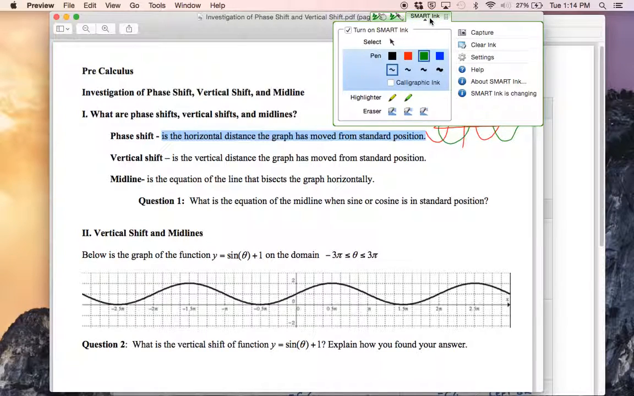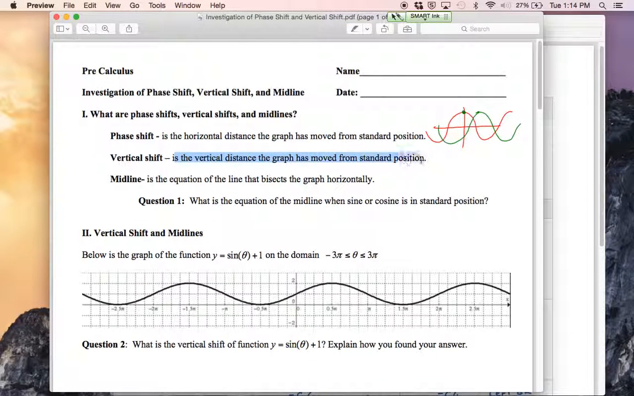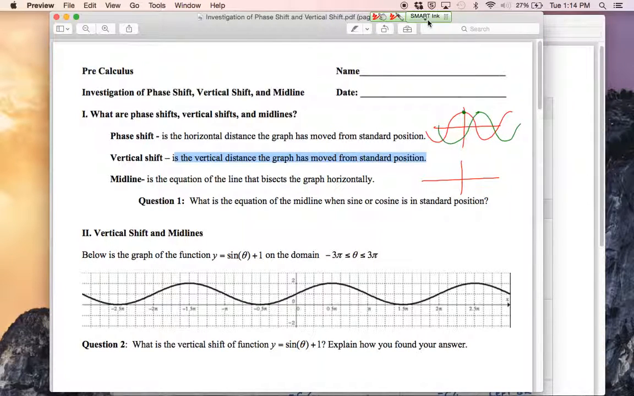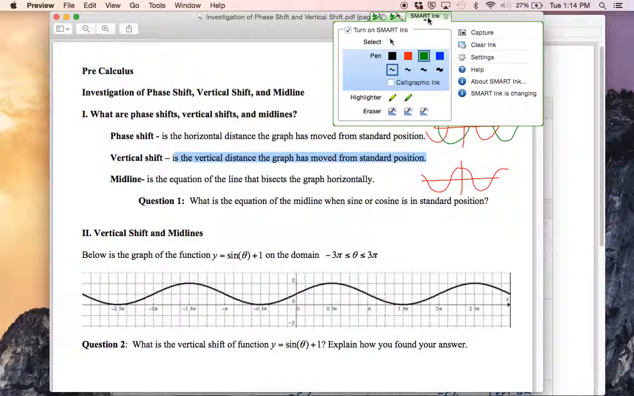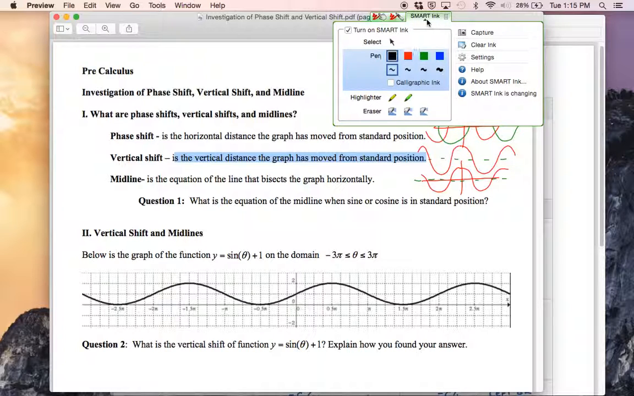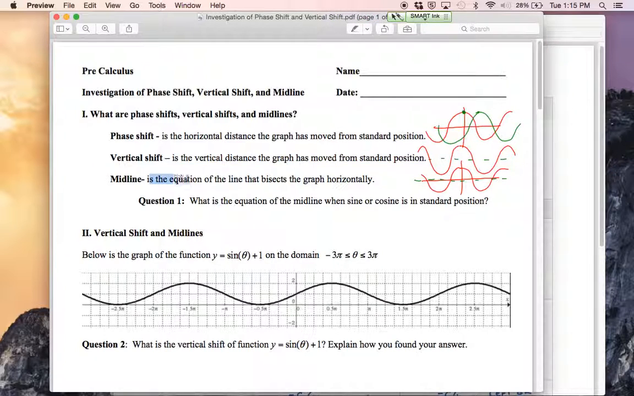Vertical shift. Vertical shift is the vertical distance the graph has moved from standard position. So normally in standard position, your graph for cosine looks something like this. Well, maybe you shift it vertically so that instead of this being the midline, maybe your midline is up here. And so now your graph looks something like this. And it kind of oscillates up and down around that new midline instead of around the x-axis. So the midline is the equation of the line that bisects the graph horizontally.